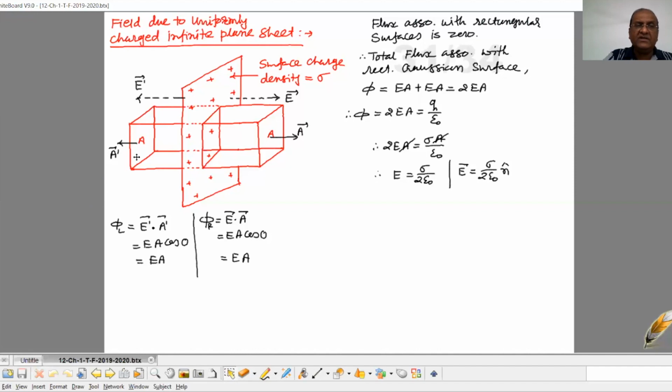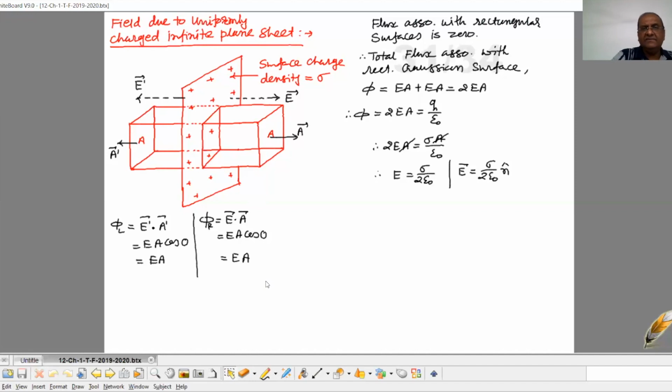Now, if we calculate the flux passing through the left hand side and right hand side cross-sectional surfaces, then we can write phi L equals E dot A, where the magnitude of electric field is E and the area is A. So we can write E A cos theta, but here the area vector and field are both in the same direction, so theta is zero, so E into A. Similarly, the flux passing through the right side cross-sectional surface, phi R, is E dot A, which is also E A cos 0, that is E A.